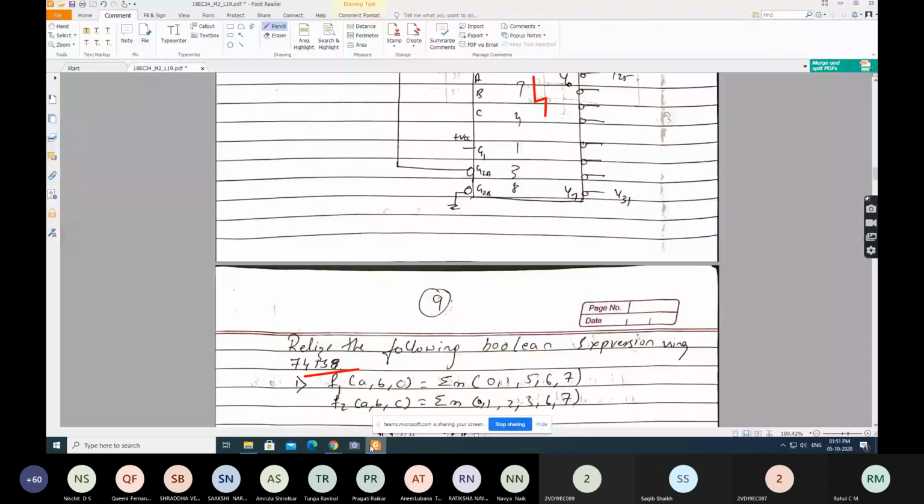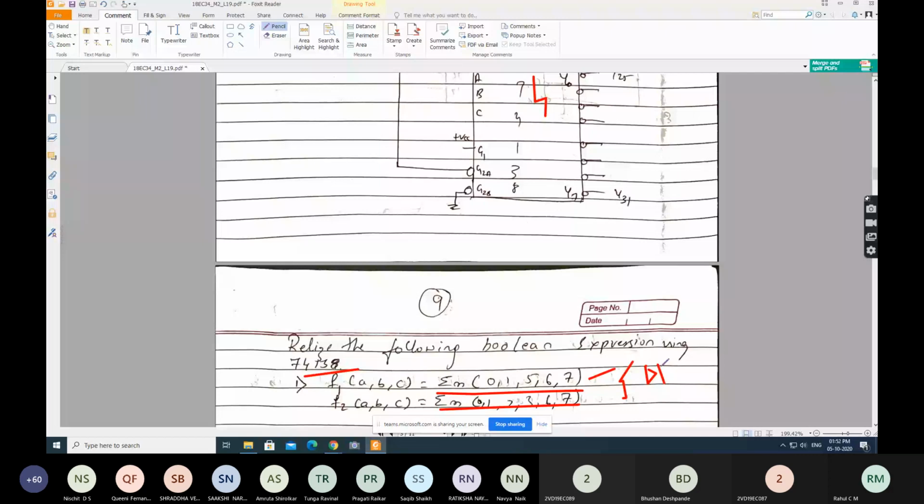74138 is an active low IC or active high IC? Active low IC. I have to realize what expression here? Minterm expression. It is an SOP equation. So the output IC is an active low IC, and we will realize the SOP equation.